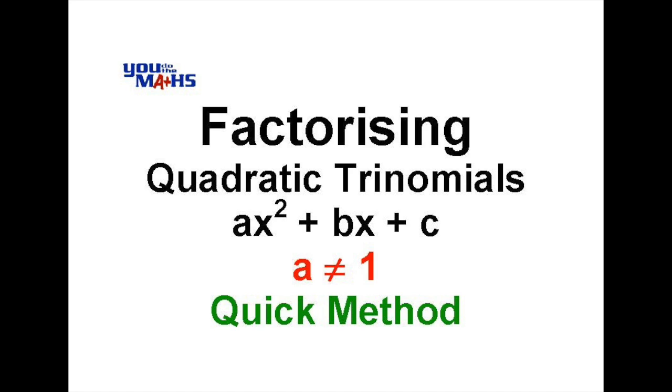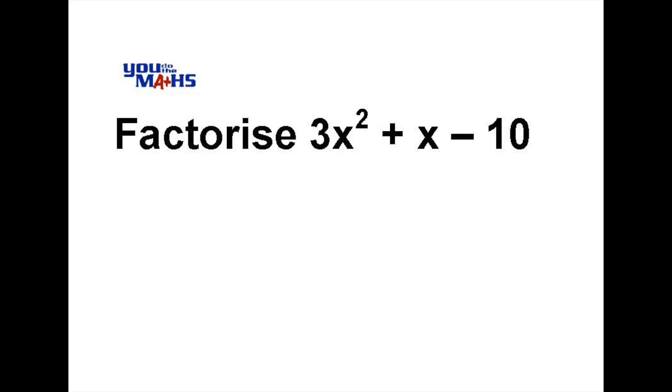In this example, we're going to have a look at how to factorise a quadratic trinomial where the coefficient of the squared term is not equal to 1. This process does require you to be confident with your algebra. Make sure you're also prepared to show your steps in working out. In this example, we're being asked to factorise 3x squared plus x minus 10.